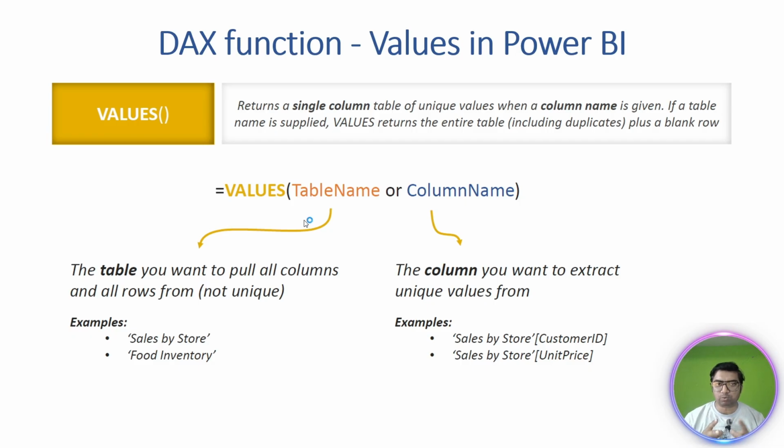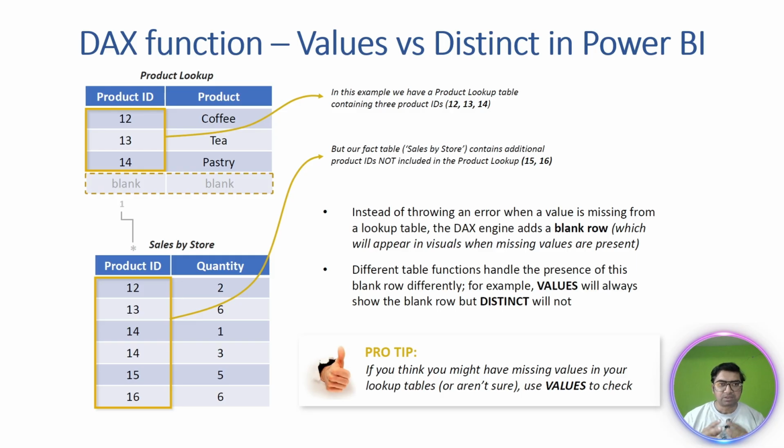Let's try to understand the difference between DISTINCT and VALUES in DAX. This is one example. You have two tables: one is your dimension table, basically we call it a lookup table, and here is the fact table. In the dimension table, let's suppose there is a product ID and the product. The product IDs are 12, 13, 14. But in your fact table, there are two other IDs available, 15 and 16.